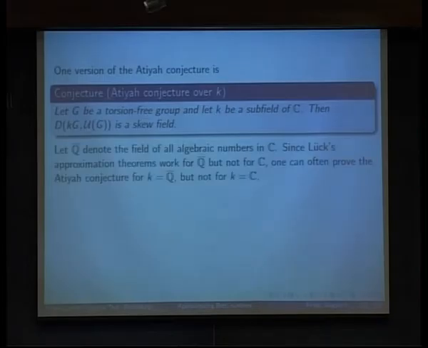Let Q-bar denote the field of all algebraic numbers in C. As I said before, Lück's approximation results work for the algebraic integers, but they haven't been shown to work for the complex numbers. Because of this, one can often prove the Atiyah conjecture over the algebraic numbers, but not for the complex numbers.